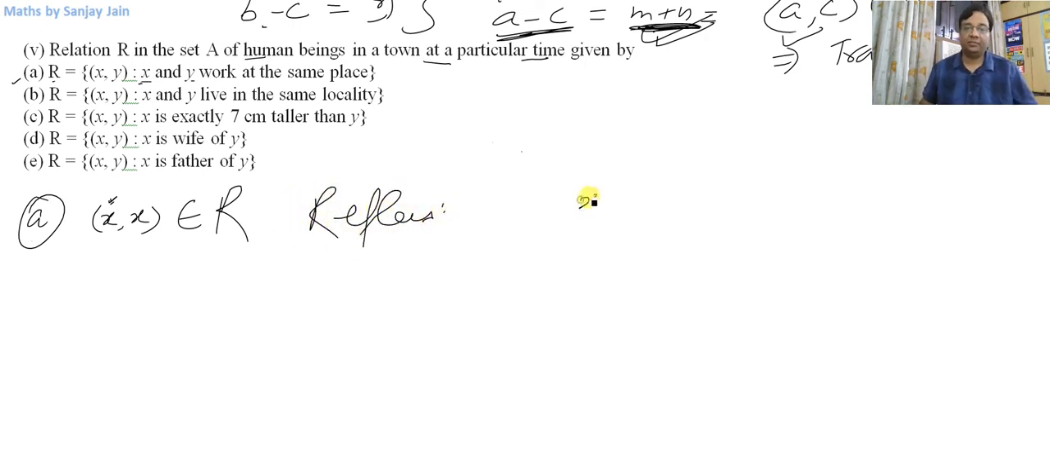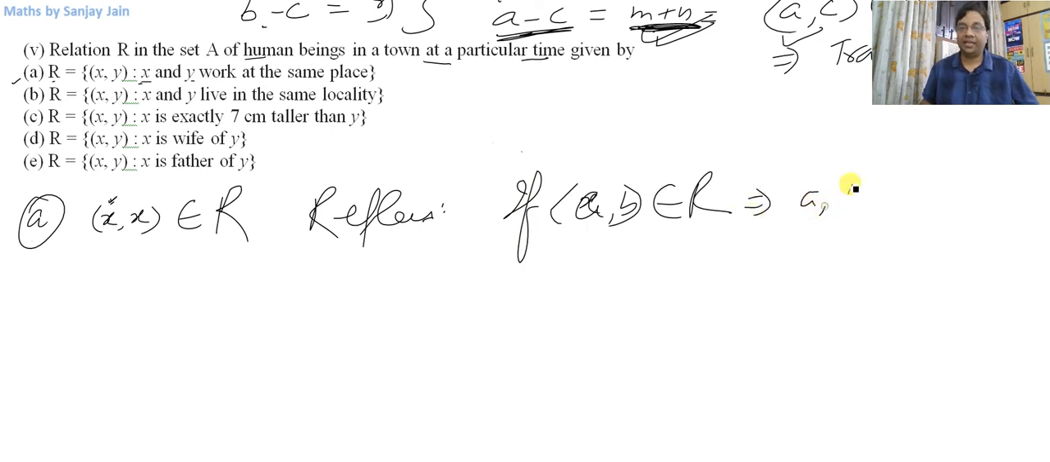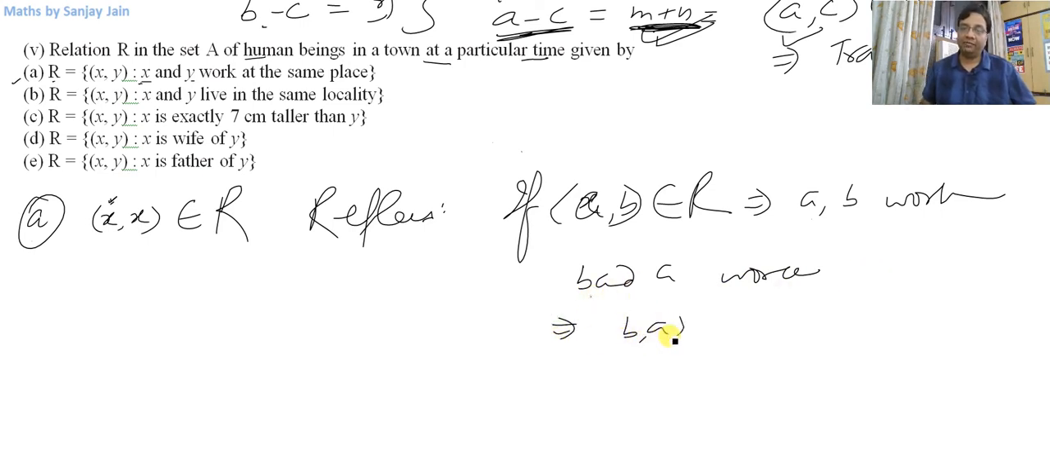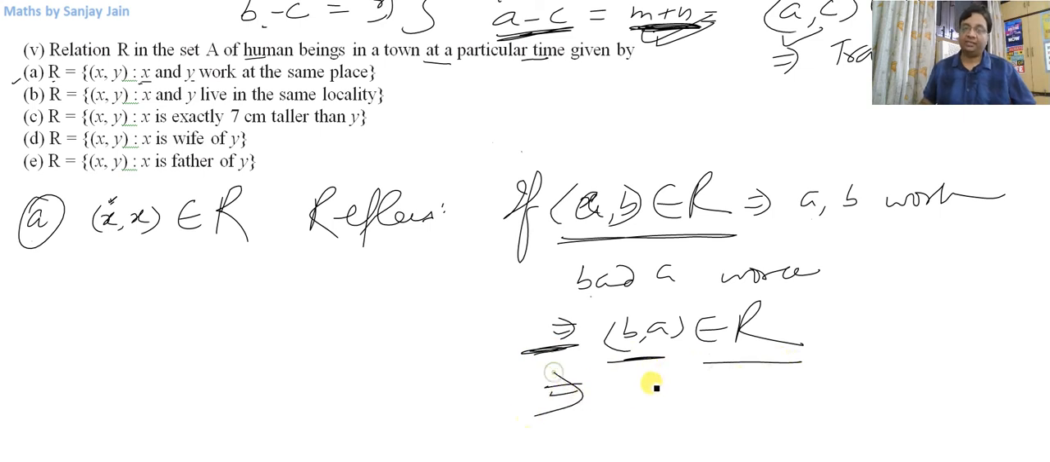What about symmetric? If a comma b belongs to R, it will mean that a and b work at the same place. If a and b work at the same place, can I say b and a work at the same place? Obviously yes. If b and a work at the same place, that means b comma a will belong to this relation R. So if a comma b belonging to R implies that b comma a will belong to R, that means this relation is symmetric. I will not write each and every step. I hope you understand it here and write the steps yourself.